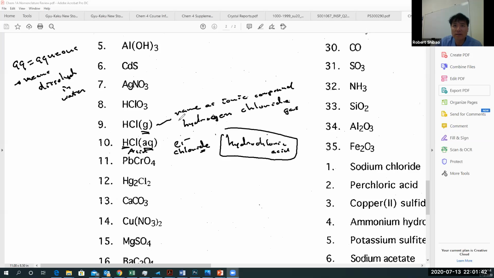Hydrogen chloride gas is pure. And so this is just a rule of convention. Convention is you name HCl gas hydrogen chloride gas, and HCl aqueous would be hydrochloric acid. The same thing with HF. HF gas, this is called hydrogen fluoride gas.